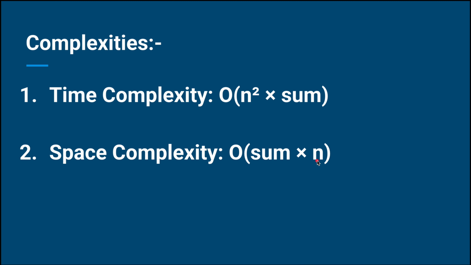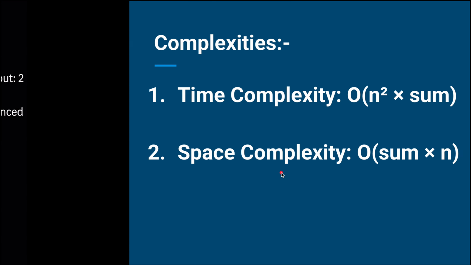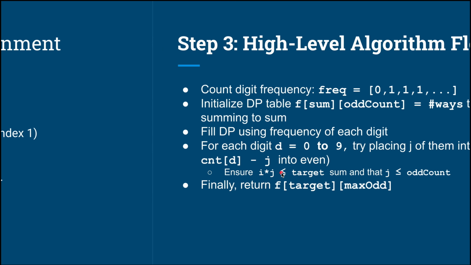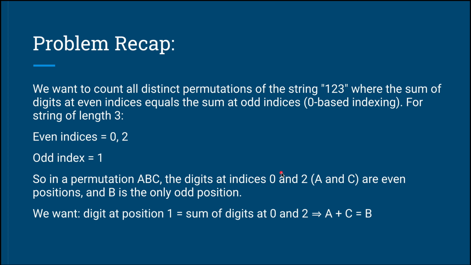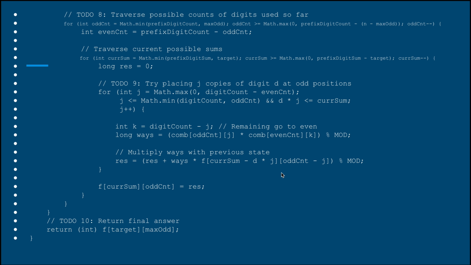Okay, I hope you understand the problem statement. If you go through the problem, right, the problem statement that we are doing here, you will understand why the space complexity is coming O of sum into n, right? Because we are traversing all the digits, the odd digits and j, right? So O of sum into n, that is coming.